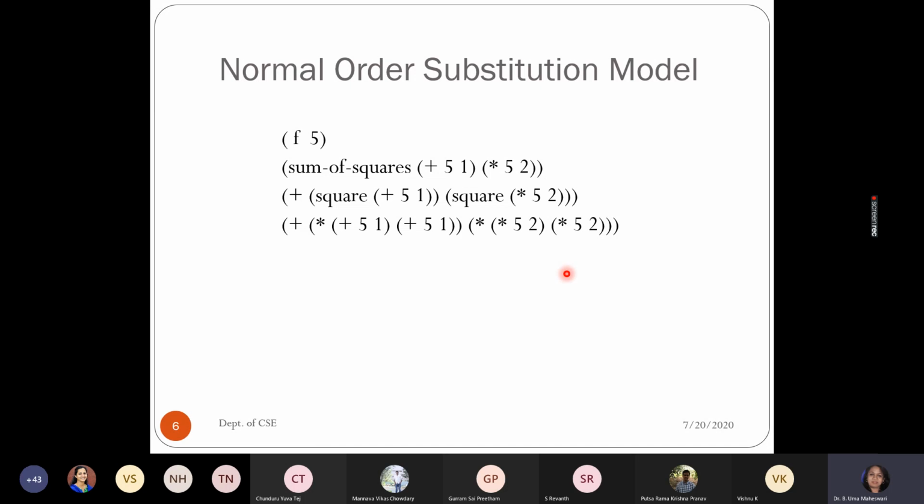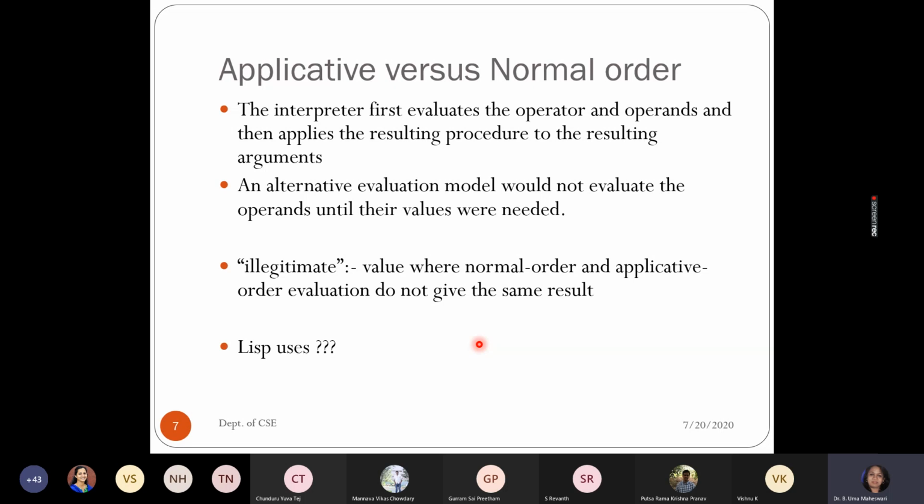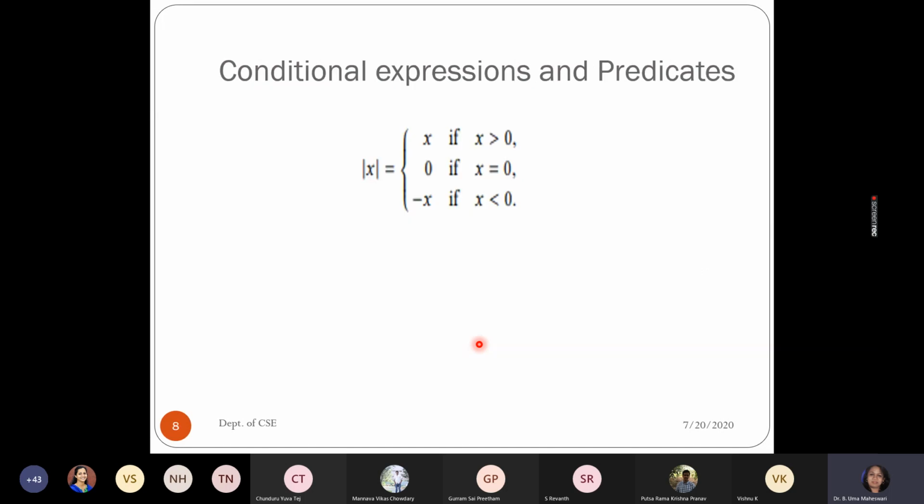Okay, so now we know thoroughly how to write a procedure, how to call a procedure, and what methods the interpreter can take. One is fully expand and then reduce. This is the second model, and the first model is evaluate the arguments and then apply. If you look at the normal order substitution model, the phrase is nothing but fully expand, and then reduce. So there are two models, right? So which one is Lisp using? Lisp is using the applicative order, the first model.